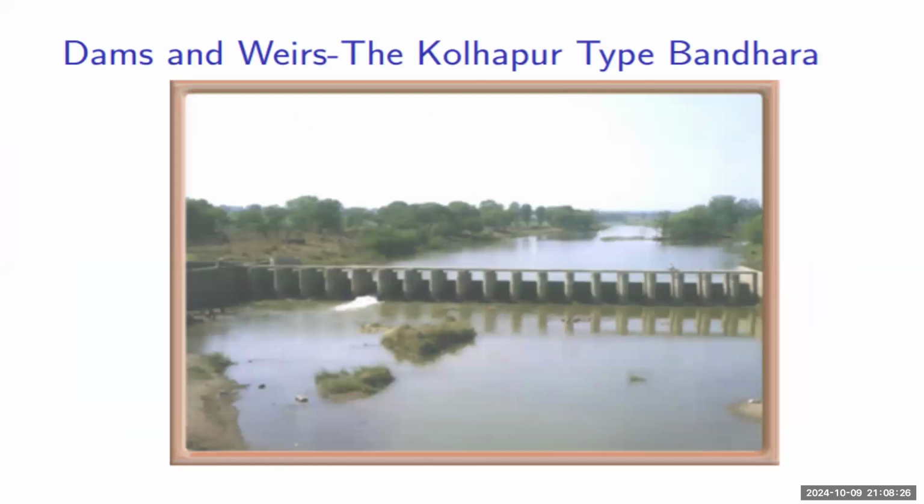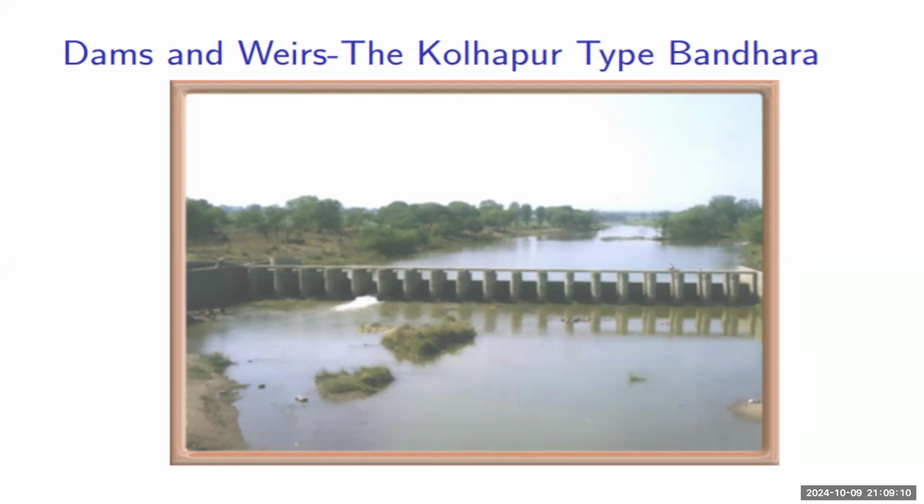Now after the percolation tank and Bandhara irrigation, the next type of structure is the Kolhapur type Bandhara. It is a modification over Bandhara irrigation. Its name is Bandhara, but it is not a solid Bandhara. It is a gated Bandhara. So it is called the Kolhapur type Bandhara or Kolhapur type Weir. In short, it is called a KT Weir. KT Weir is the invention of the irrigation department of Kolhapur. Based on the drawbacks of Bandhara irrigation, this KT Weir was invented.